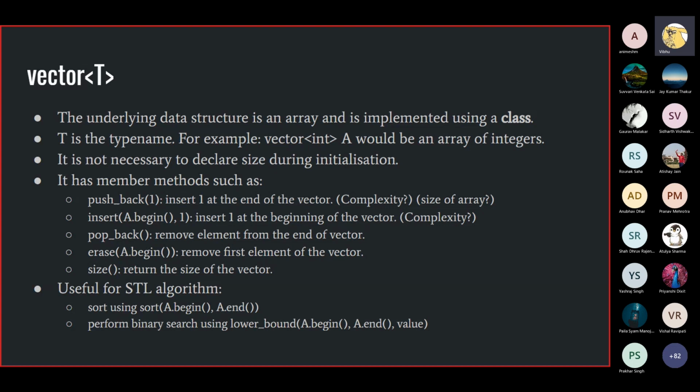So a single operation may in the worst case be O of n, but over all the pushbacks that you might do in a program, it is amortized. You can search more about how it is actually implemented, it's up to your interest. So the next member method is insert. You want to insert 1 at the beginning of the vector. What will be the complexity?